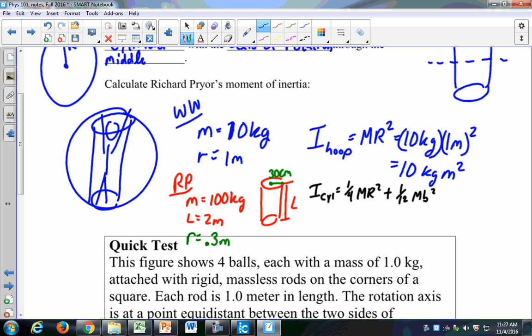All right, so if you look at your table, you'll see that for the cylinder, my moment of inertia is this. Now remember, there is another cylinder, so you have to make sure that you get the right one. So this is 1/4 mr squared. That's going to be 1/4 of 100, that's his mass, times his radius, which is 0.3 meters squared, plus 1/12 mb squared, and that b is the length. So 1/12 of the mass, 100, times 2 squared.